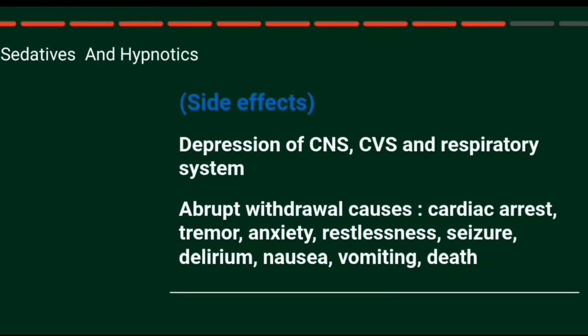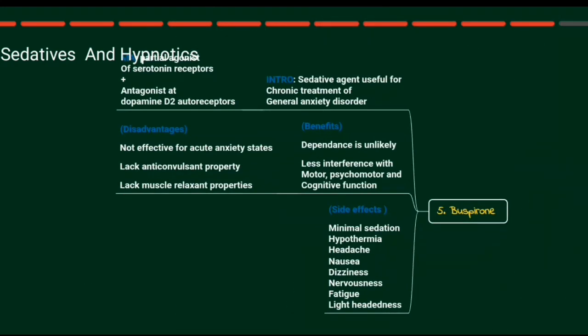So for buspirone, I want you to know that buspirone is a sedative agent useful for chronic treatment of generalized anxiety disorders. And it is a very good drug because the mechanism of action of this drug is that it is a partial agonist of serotonin receptors and also an antagonist at dopamine D2 autoreceptors. So you can see the benefit of this drug here. Dependence is unlikely. There's less interference with motor, psychomotor and cognitive functions.